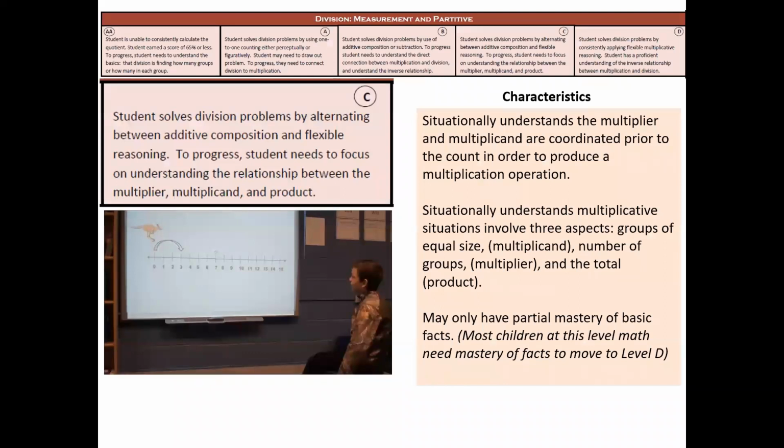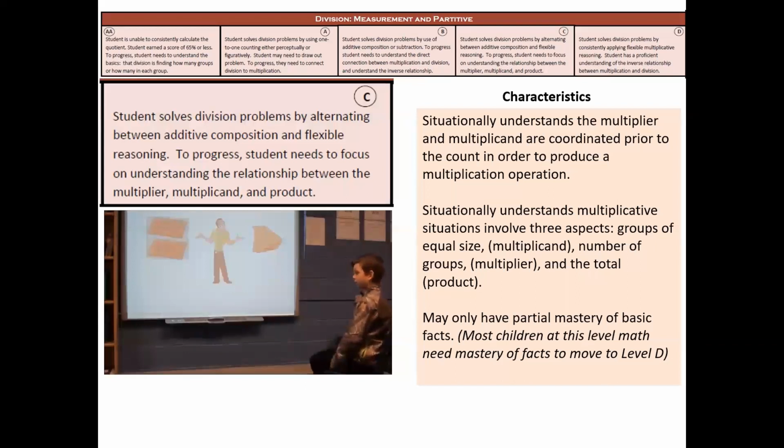So next is level C, right? And level C are kids who kind of float between level D and level B. And so it says students solve division problems by alternating between additive composition or skip counting and flexible reasoning. To progress, the student needs to focus on understanding the relationship between multiplier, multiplicand, and product. And this is what a student looks like who's level C, who floats between level B and level D.